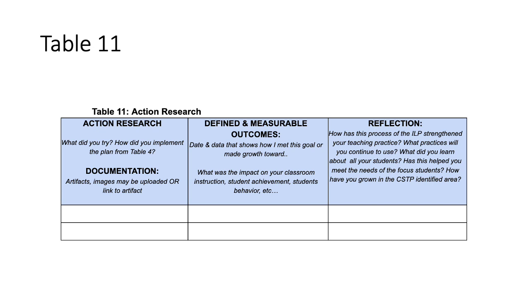Table 11, once again, looks pretty similar. As you complete this, use one row for each new strategy that you try. What did you try? How did you implement it? How does it connect to Table 4? What documentation can you include? Perhaps you have a lesson plan that you want to link to, a photo of something. How did you meet the goal, and are you making progress towards it? And then your reflection of how has this process strengthened your teaching practice. Make sure you use blue font for anything that was observed by your mentor.